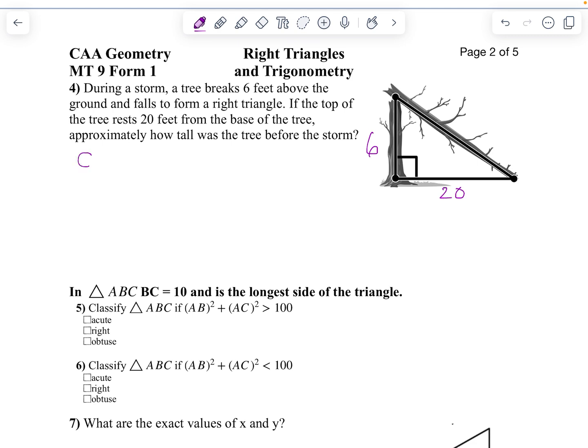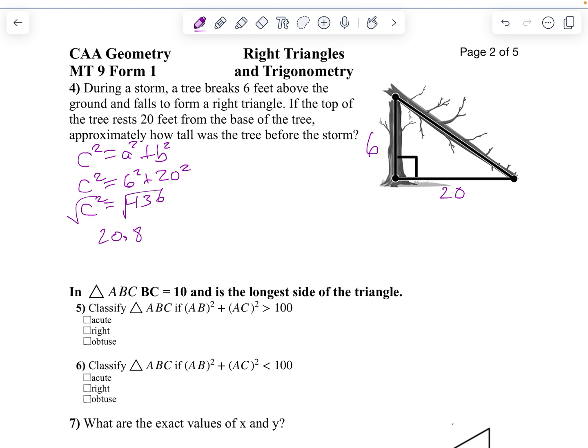We're going to go c squared equals a squared plus b squared. So in other words, c squared equals 6 squared plus 20 squared. 20 squared is 400, so c squared is 436. I'll take the square root of that. So the square root of 436 is 20.8.